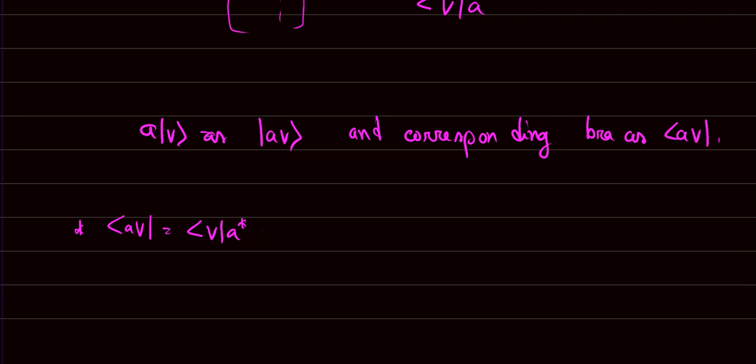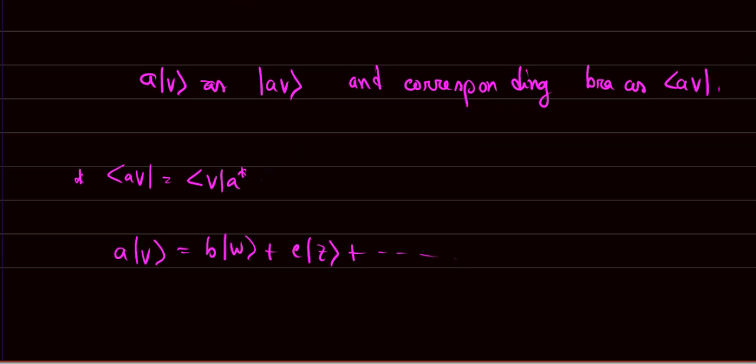Since the relation between bras and kets is linear, we can say that if we have an equation among kets such that this vector is just a linear superposition of those ket vectors, then the bra vectors will also follow this linear superposition.